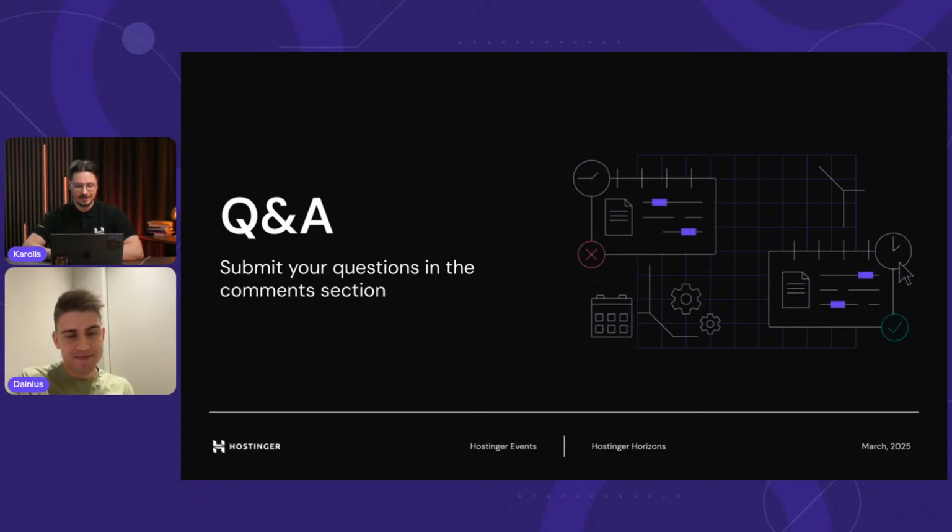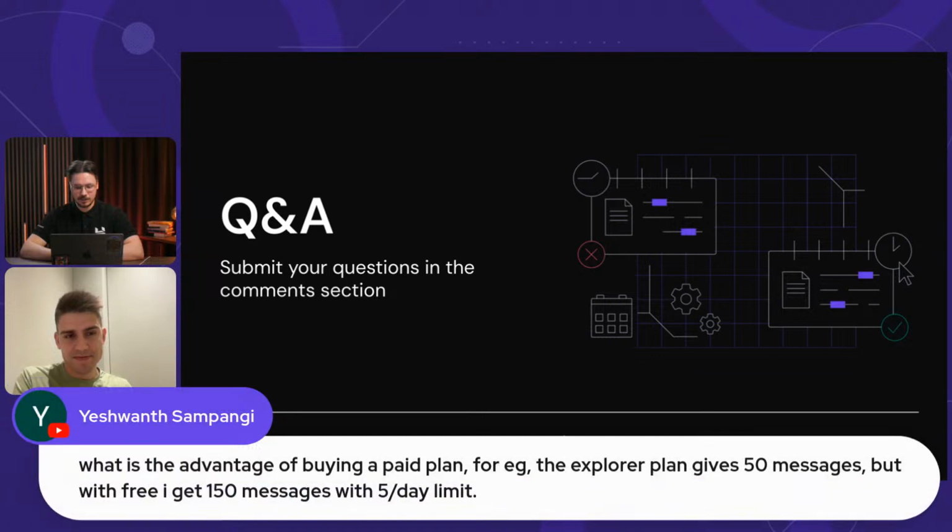Awesome. Yeah, exactly. I see that we do have more questions piling in. There's one by Yeshwant who says, what is the advantage of buying a paid plan? For example, the Explorer plan gives 50 messages, but with free, I get 150 messages with a 5 per day limit. Now, of course, you can't just use up 5 messages per day. But from my own experience, you always do want a little bit more. You want to go a little bit deeper. You still want to play around with it a little bit more. Maybe, Dainius, you can tell from your own experience why we set different kinds of limitations for these messages.